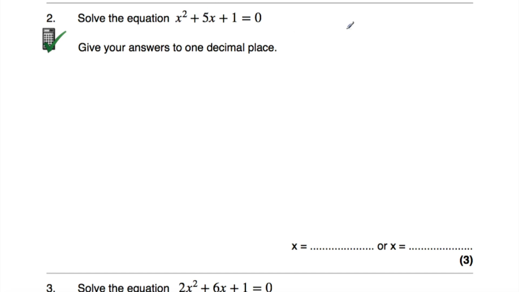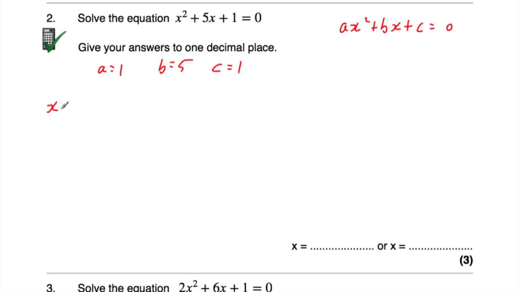And remember, the quadratic formula is used whenever you've got quadratics in the form of ax squared plus bx plus c equals 0. So the a is going to be the coefficient of the x squared, the number in front of the x squared. So in this case, a is equal to 1 because it's 1x squared. B is the coefficient of x, the number in front of x, so b is equal to 5. And c is the number on the end, the constant, so that's going to be plus 1, so c is equal to 1. So now we're going to substitute those values into the quadratic formula.